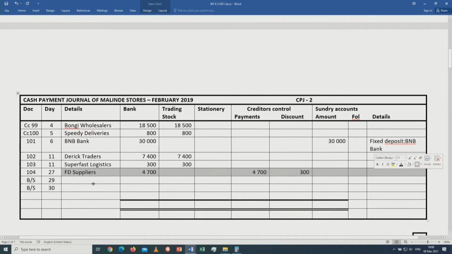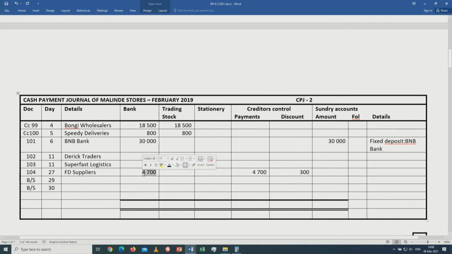It looks like this. FD suppliers, we paid 4,700 through our bank. What was it for? It was for creditors for 4,700. And then the discount that we got is 300. Can you see you did not pay the 5,000 here, because you negotiate the discount before you make an EFT payment. So you only give them whatever you have agreed on. So you have agreed on the 4,700, but now you are having the discount. They gave you the discount of 300, which is an income to the business. All right.